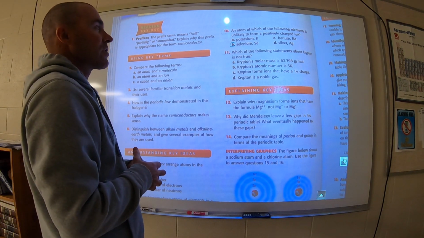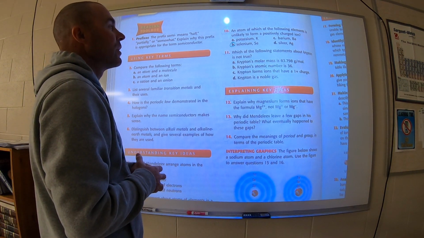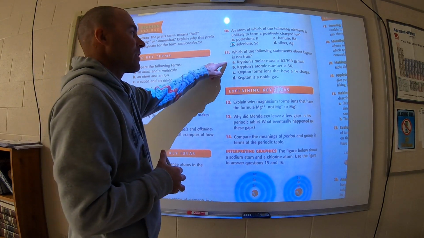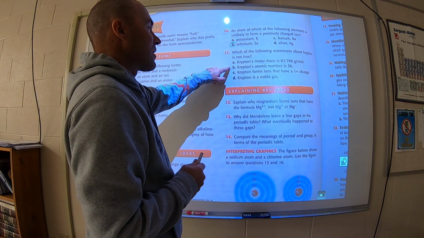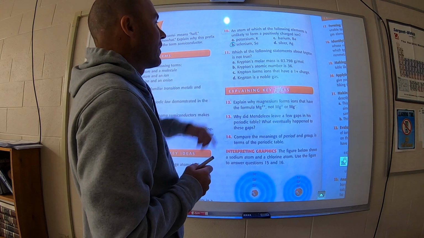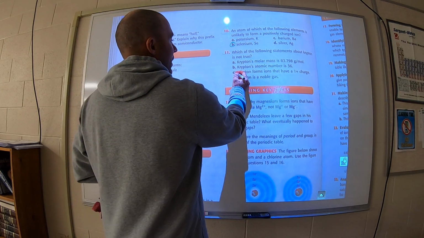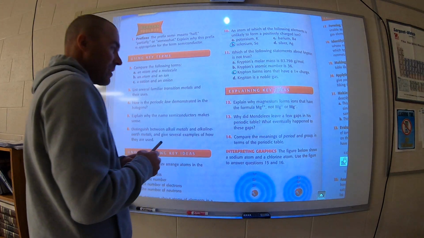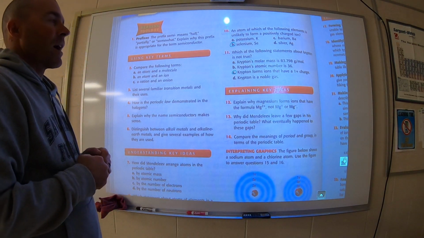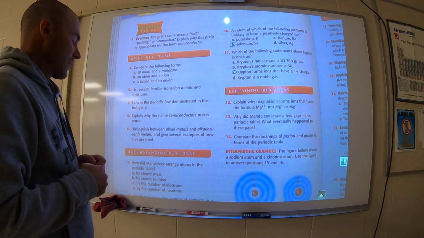Number 11, which of the following statements about krypton is not true? If you look at the periodic table, that is its molar mass. That is the atomic number. It is a noble gas. The best answer is letter C. It has a tendency not to form ions because it's already chemically stable.